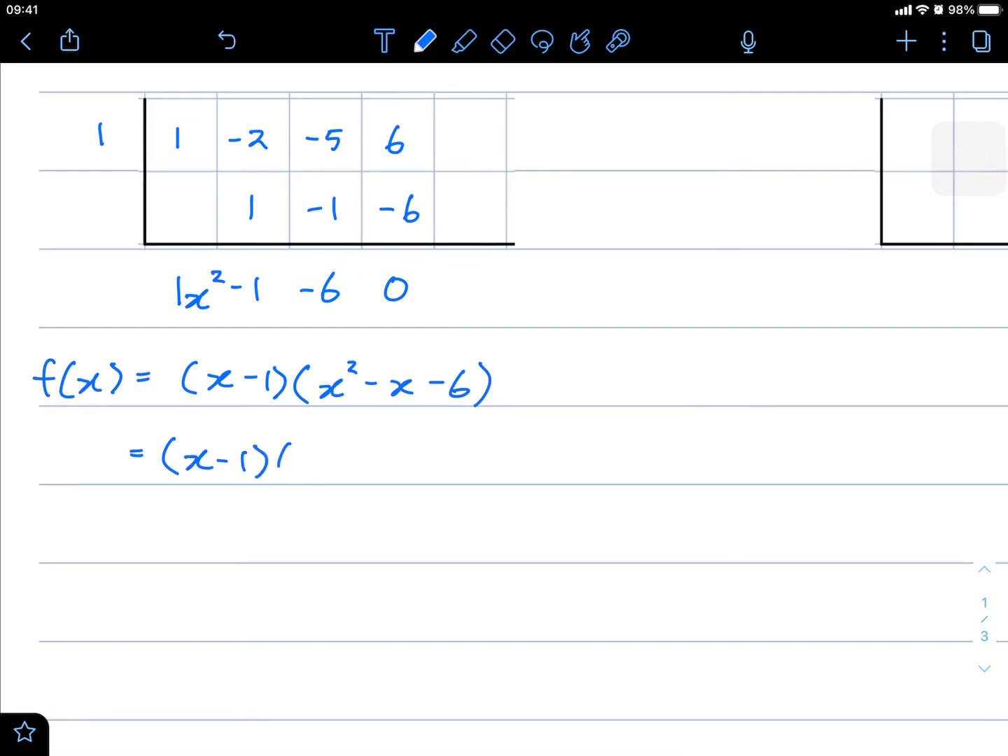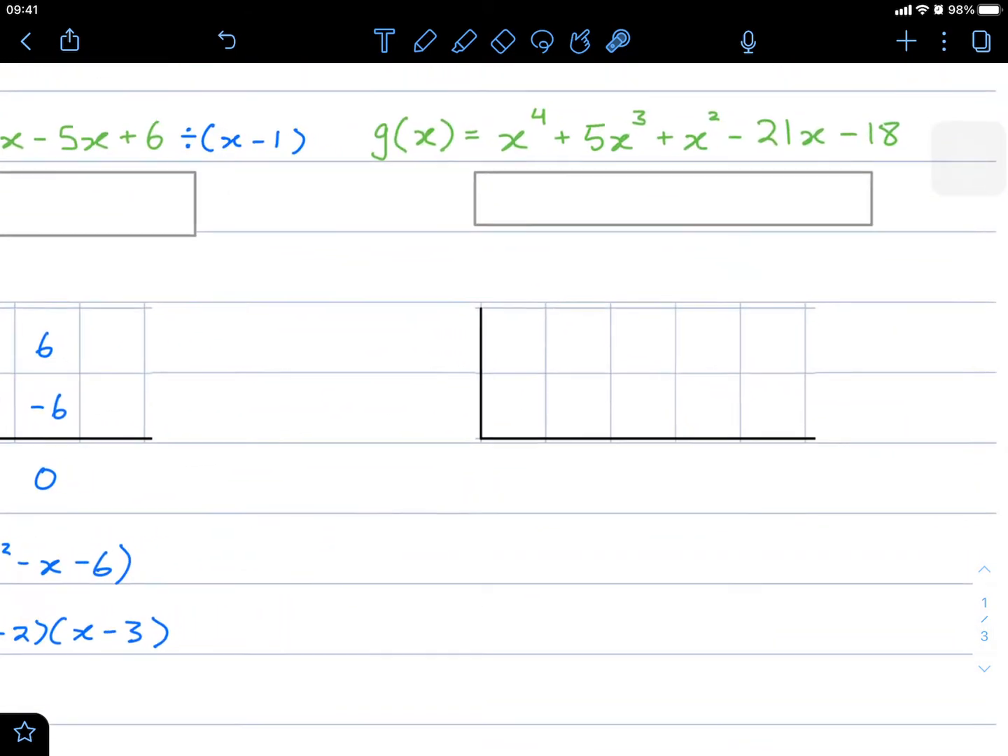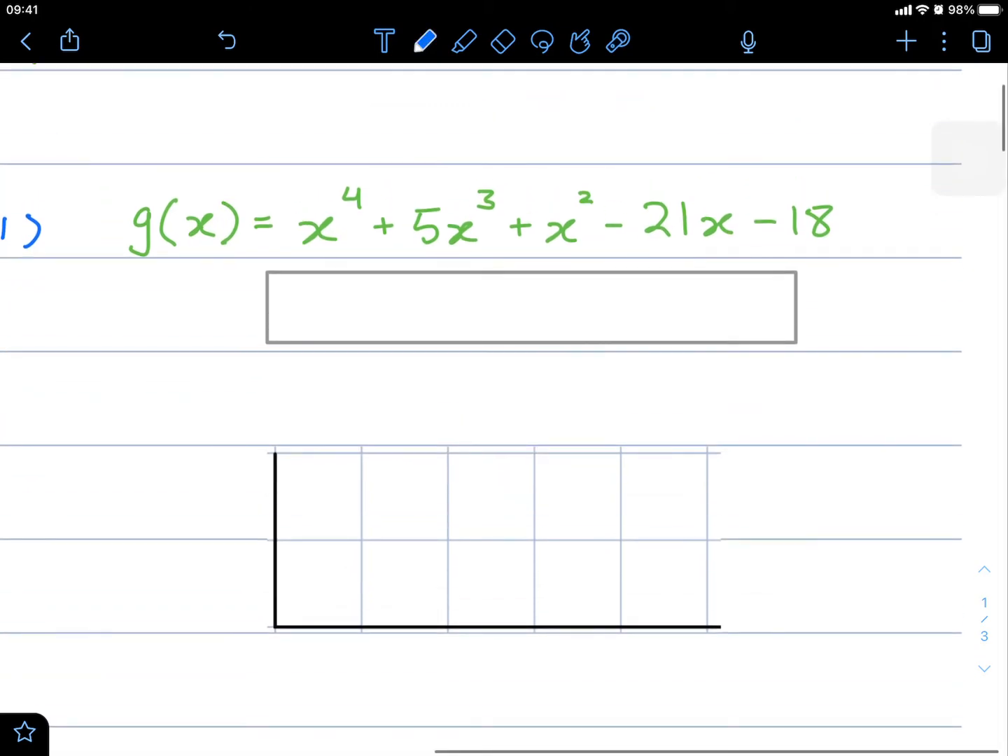So I can already think of 2 numbers here. It's going to be x plus 2 and x minus 3. So f of x is fully factored as these 3 values here. It's that simple. So you can try it again for this one here. Go ahead, pause, and give it a go yourself.